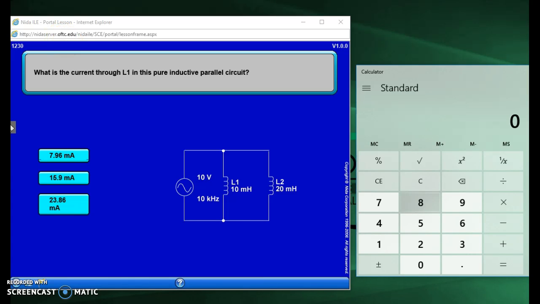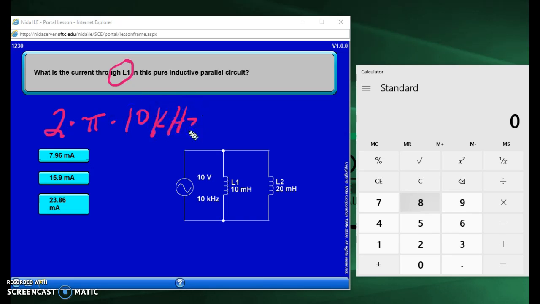So we're going to have to do it from scratch. Now we're looking just for L1 here. So that makes our life a little bit easier because when I look right here, I see just L1. So all we really have to do is get the ohmic value, the XL of L1, and that would be 2 times pi times 10 kilohertz times 10 millihenries. Now again, not to beat a dead horse, but milli and K cancel each other out, so we don't have to take those into account. We can use simple numeric values here.